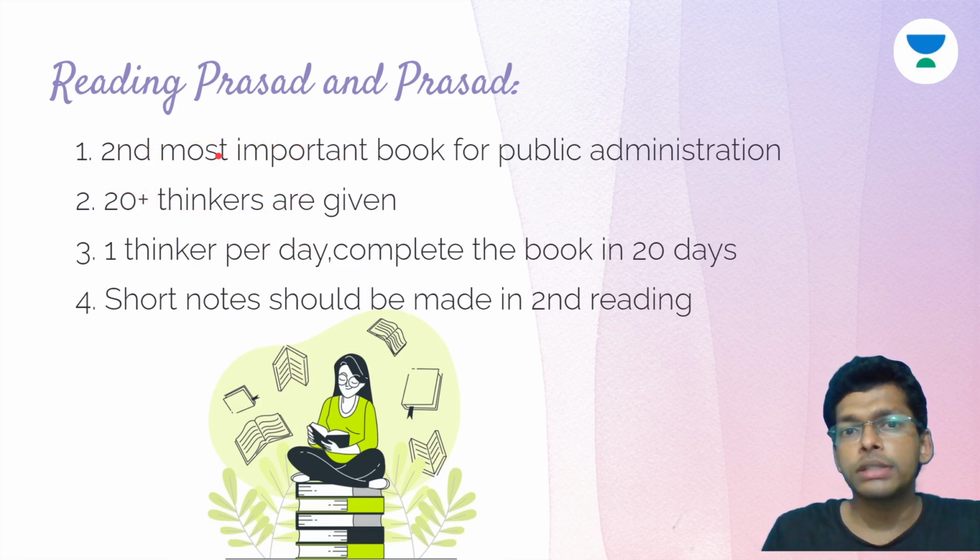I would suggest one strategy to read it, that is read one thinker per day. In this manner, you will be able to easily complete the book in around 20 days. Don't try to read a lot of thinkers per day. Try to complete one thinker a day, so that the thinker is very crystal clear in your mind. Try to complete all the thinkers one by one, and after one reading of the entire book, when you come back for the second reading, only during the second reading you should be making short notes. It is very important that short notes are made for thinkers.